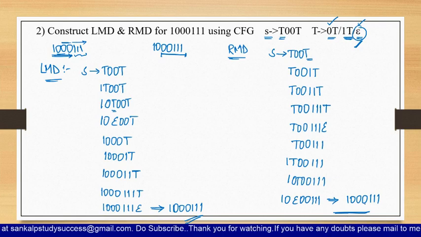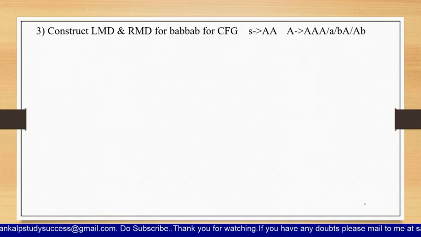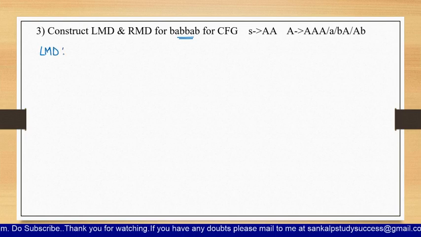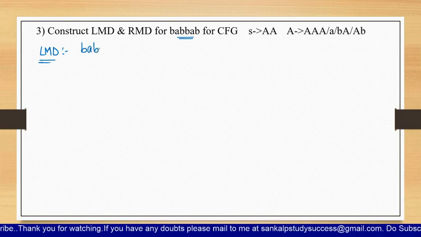Now let us solve one more question here, where construct the leftmost derivation and rightmost derivation for the input string which is given, BA BB AB, for the context free grammar, and our context free grammar is given. So we are going to derive for the leftmost derivation and also for the rightmost derivation, and our input string is BA BB AB, right? This is our input string which is given.